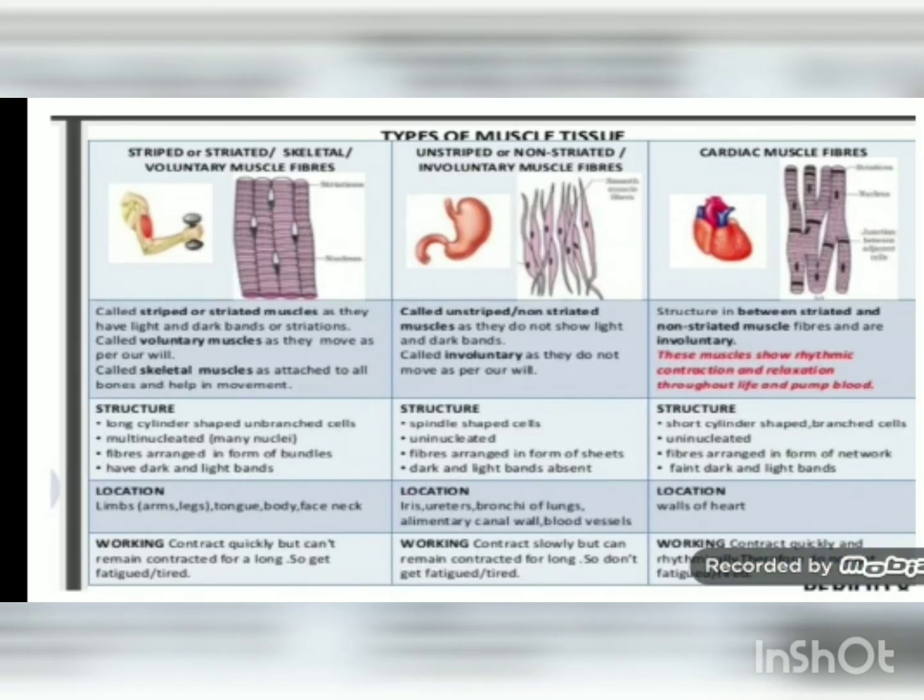Now first is stratified muscular tissue, and it is also known as skeletal muscular tissue or muscle fiber, or it is also known as voluntary muscle fibers. It is called striped and stratified muscles as they have light and dark bands or striations. Actually, when this muscle fiber or muscular tissue is observed under microscope, we can find dark and light bands, and that is why this tissue is called stratified muscular tissue.